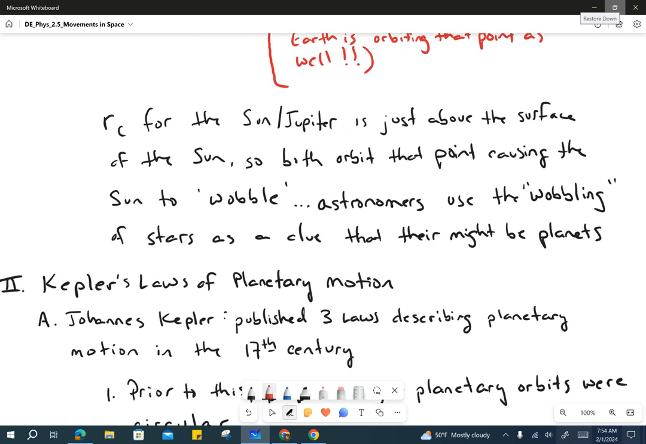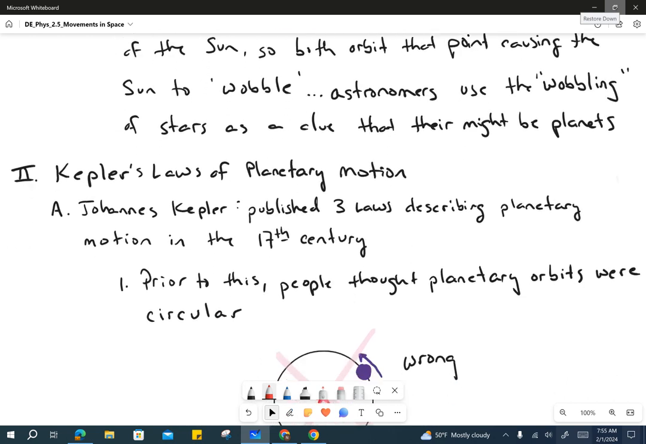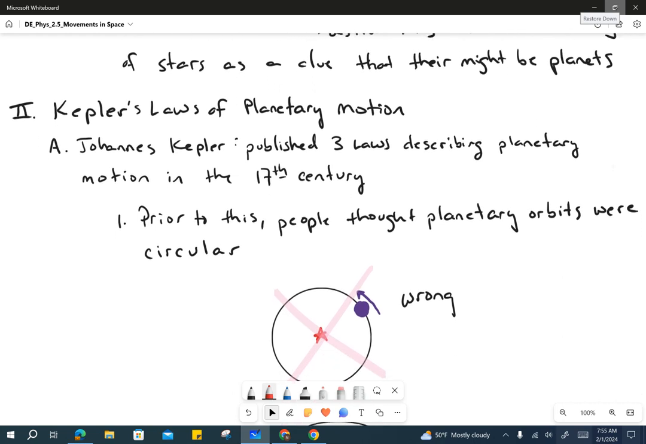So both orbit that point, causing the sun to wobble. Astronomers use wobbling of stars as a clue that there might be planets. We take our big telescopes, we aim them at stars, and if we see a wobbling effect, we have to suspect that maybe that wobble is caused by some other massive objects and their centers of mass affecting each other. That's how we aim our telescopes and look for different planets.